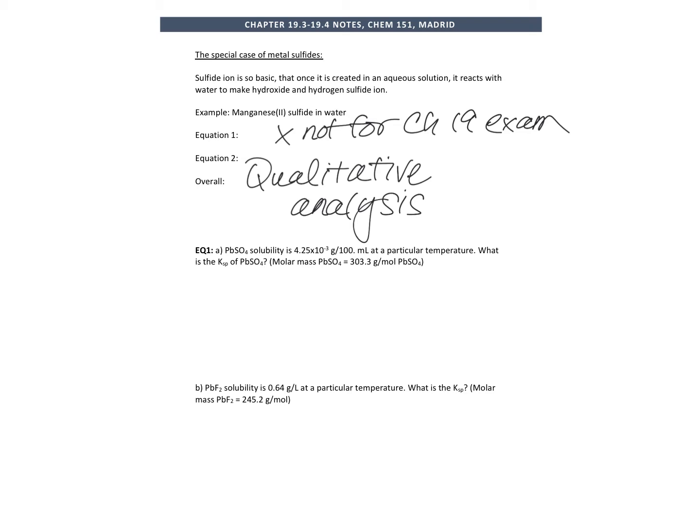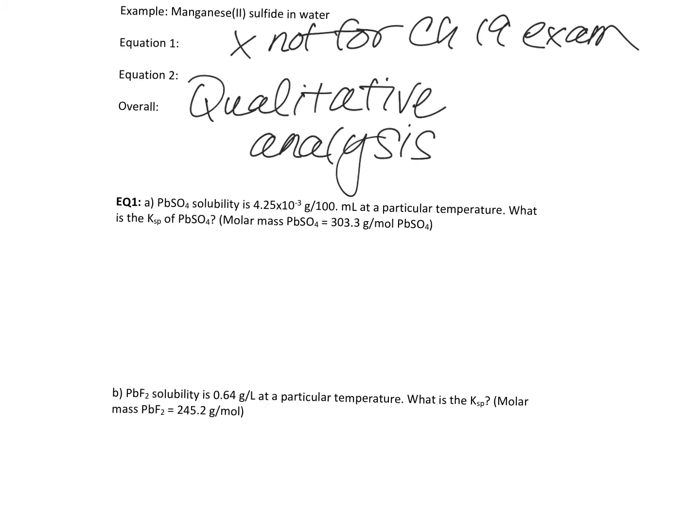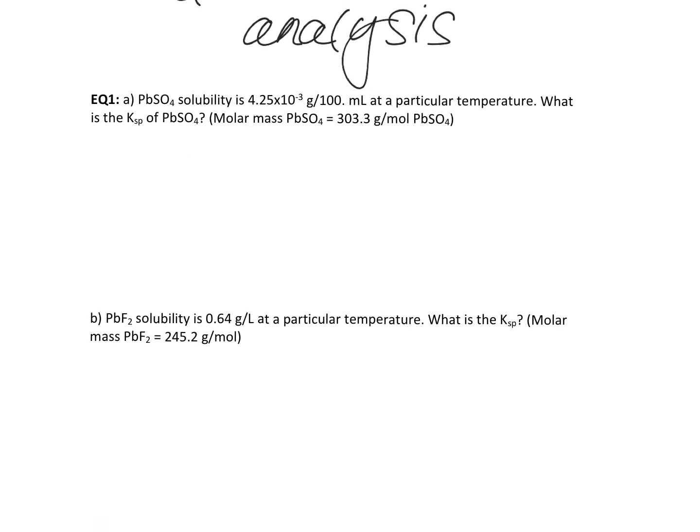Okay, so let's jump right in with an example question. Example question 1 says that lead(II) sulfate solubility is 4.25 times 10 to the negative 3 grams per 100 milliliters at a particular temperature. What is the Ksp of lead(II) sulfate? And then the molar mass is given. So let's identify and flesh out some of these terms, talk about what they mean before we try to set up this problem.